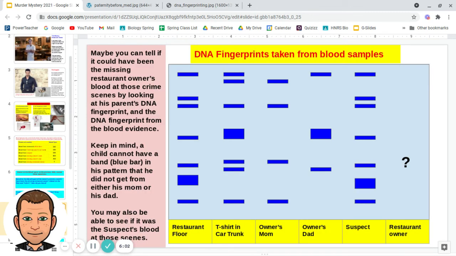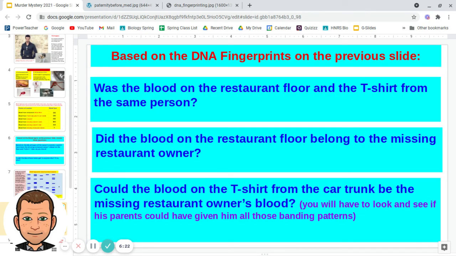slide has DNA fingerprints taken from blood samples. There is one from the restaurant floor, from the t-shirt in the car trunk, from the owner's mom and dad again, and the suspect. And of course, once again, since we don't have the restaurant owner to take samples from, we don't have his DNA fingerprint. You'll have some questions to answer about that one.